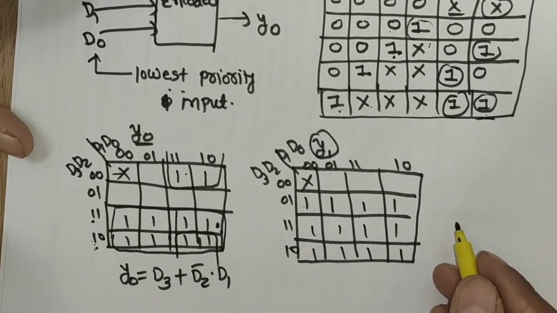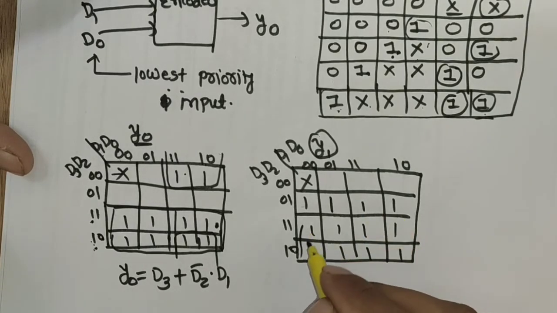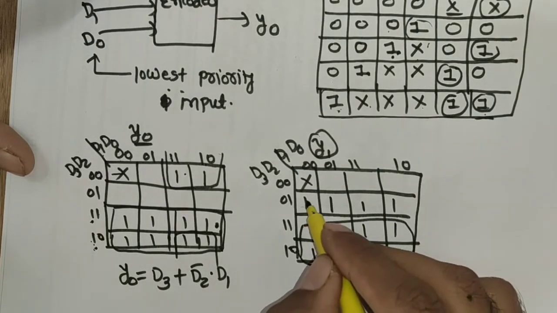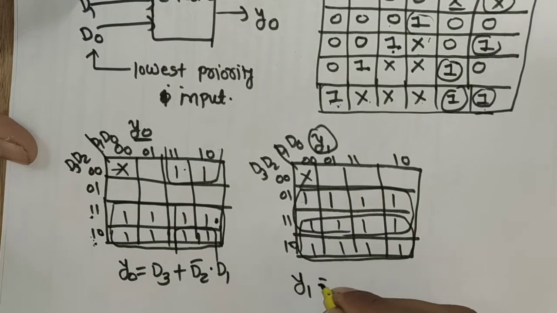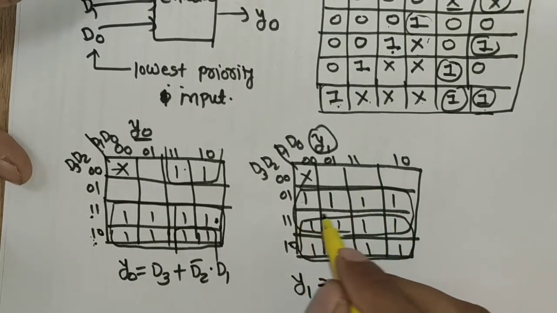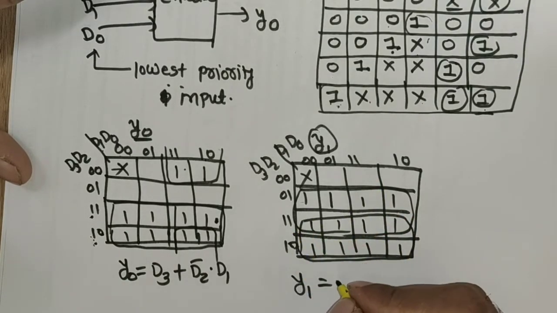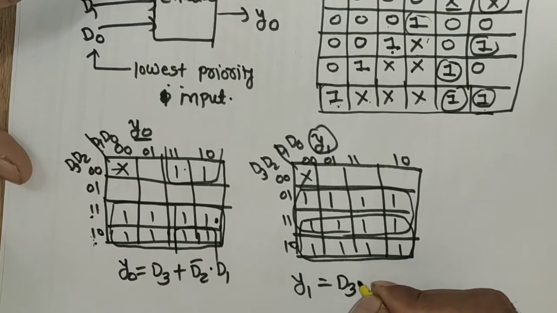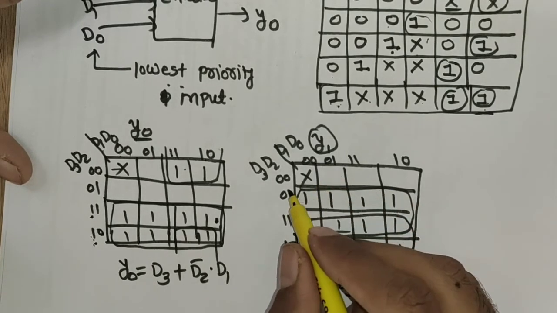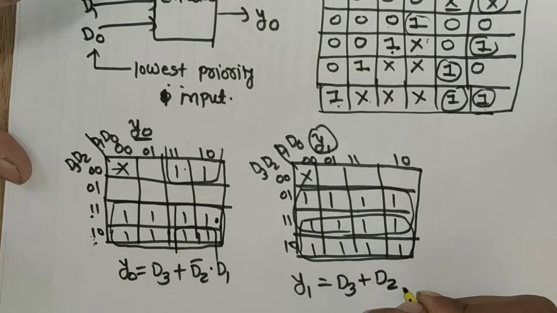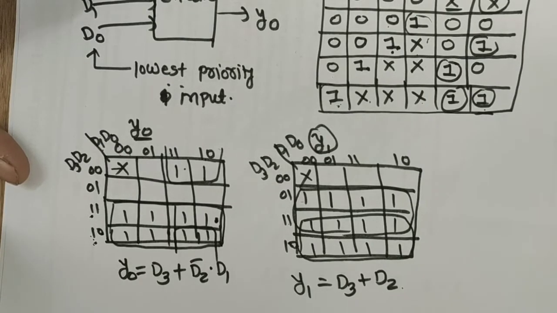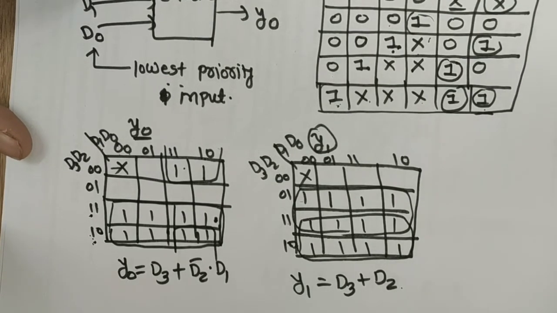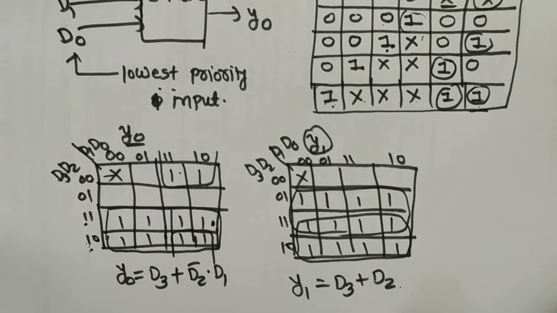So now find out the characteristic equation. Here we are getting one octal and this one is the second octal. So the equation of y1: for this octal, D3 is the same, and for this octal, the value of D2 is always the same. So we are getting the two characteristic equations for this priority encoder. Now using these two equations we can design the circuit diagram.